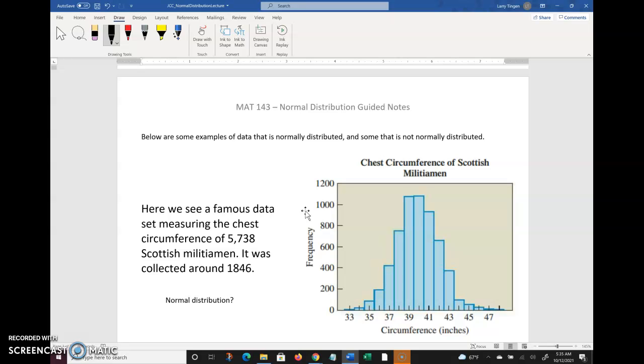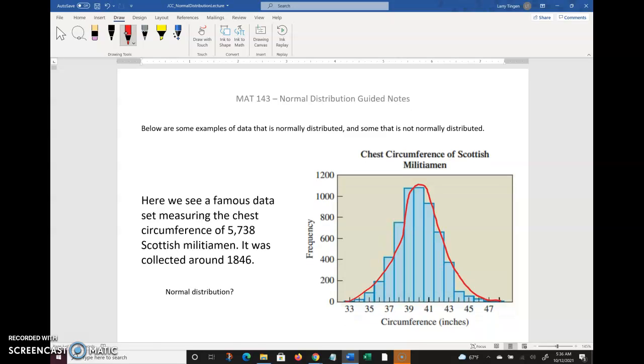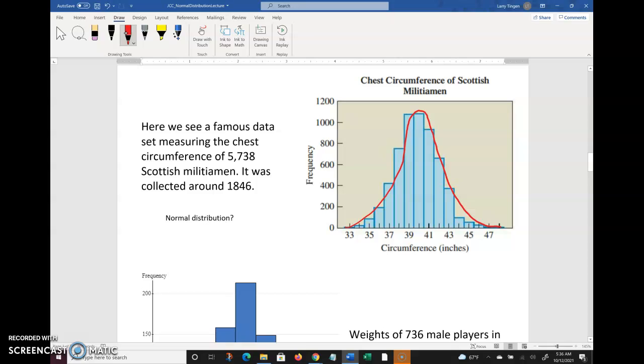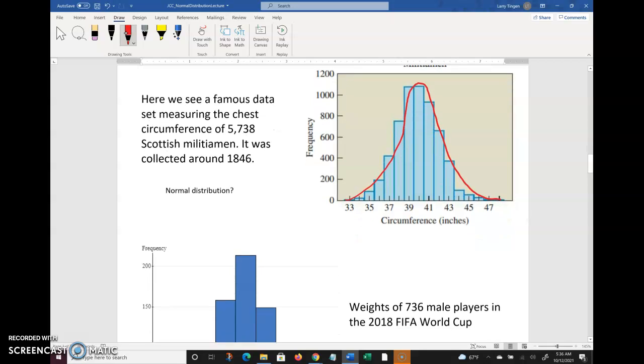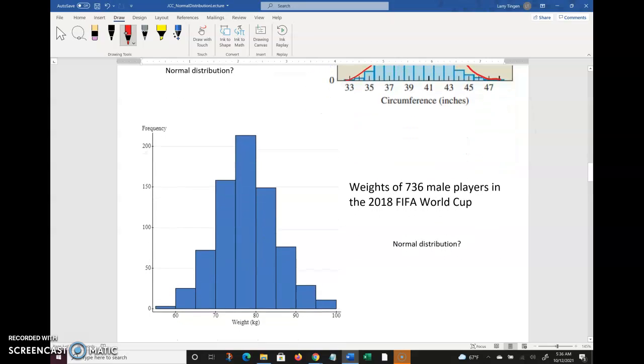is a survey done in 1846, where they measured the chest circumference of 5,738 Scottish militiamen. And there is our histogram. As you look at our histogram, if I follow this up and come back down, I'm looking at what looks like a normal distribution. This is one of the first data sets where this was documented and then talked about later. What else works that way? Well, there's your chest size, or your chest circumference for men.